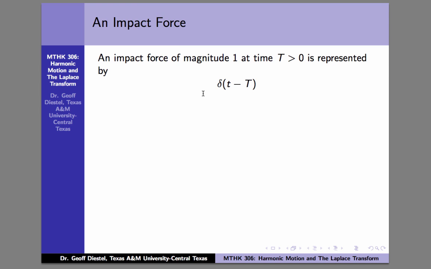So to do this, we want to model an impact of unit magnitude 1. We use this notation delta of t minus T. We're thinking of this Dirac distribution delta as a function, even though it's not really a function. It's a process defined by a limit. And this t minus capital T is just a shift in time. So we're saying that this impulse occurs at time capital T.